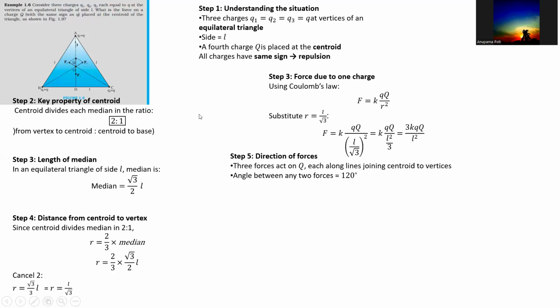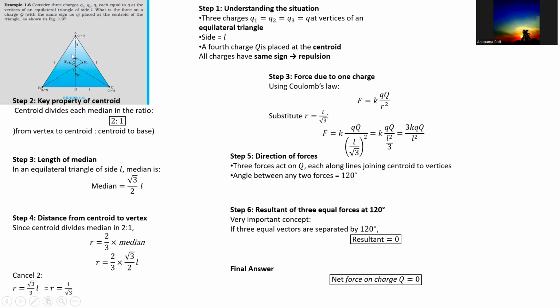Now we have calculated this force. Three forces act on Q, each along the line joining the centroid to a vertex. This force is opposite. Similarly, this one will be opposing in this direction. The force between C and Q is also in this direction. These are all opposing forces.